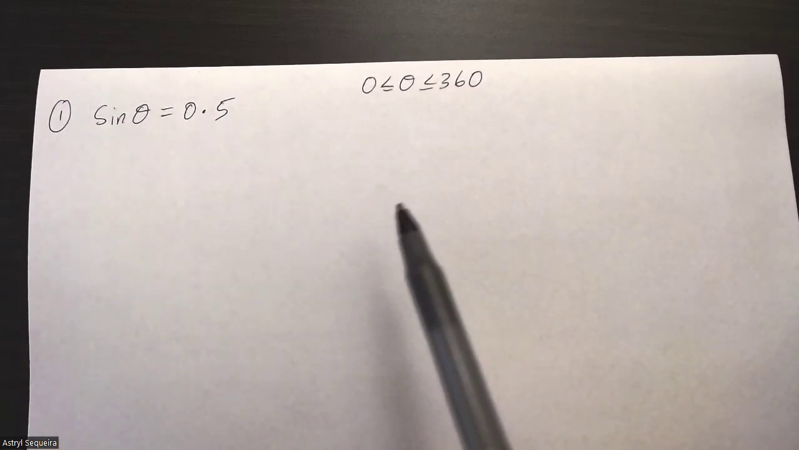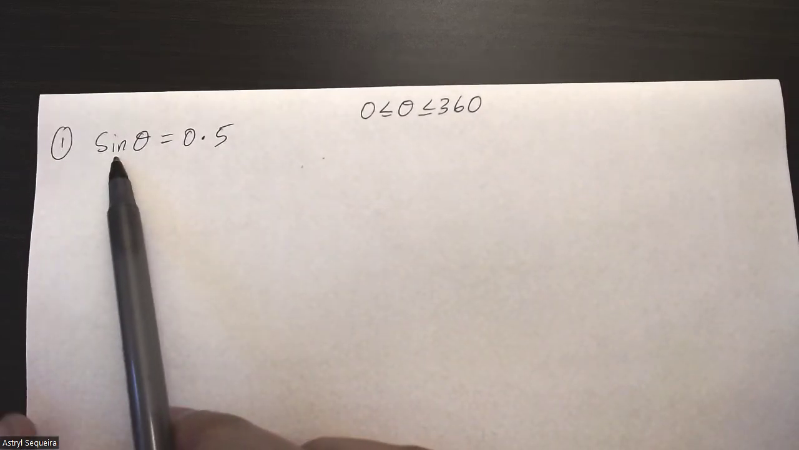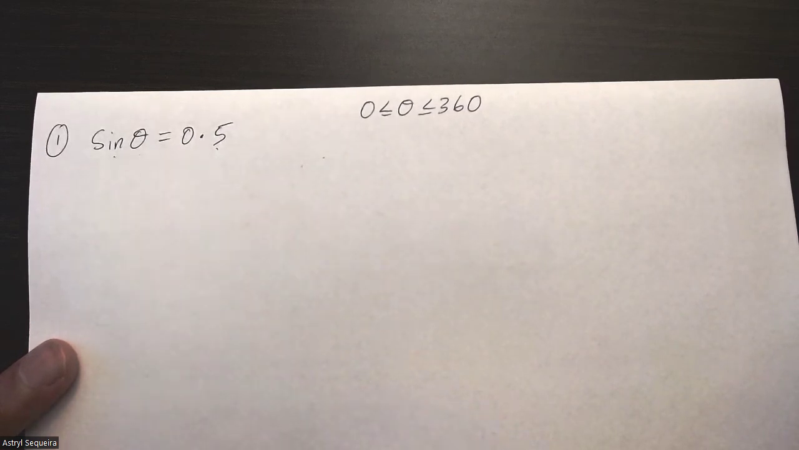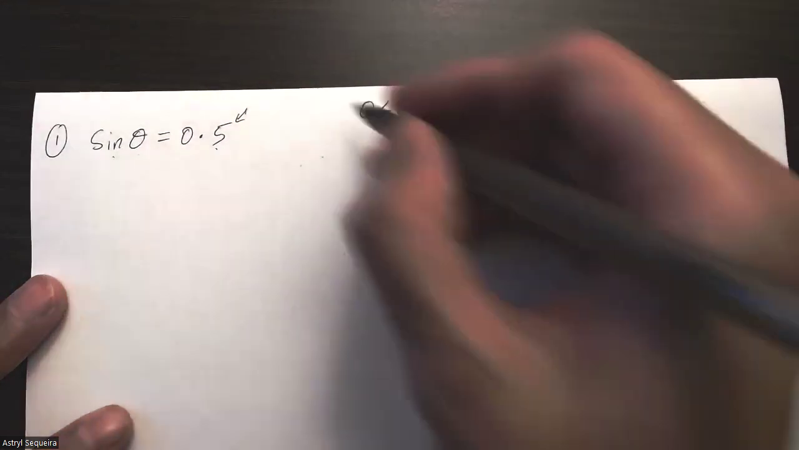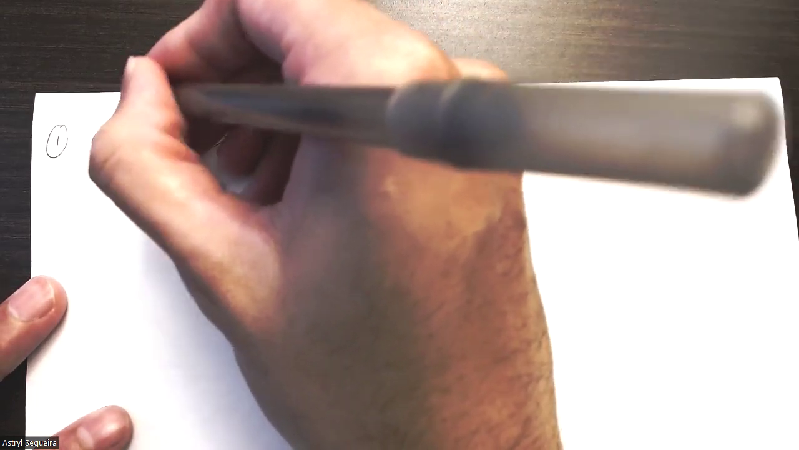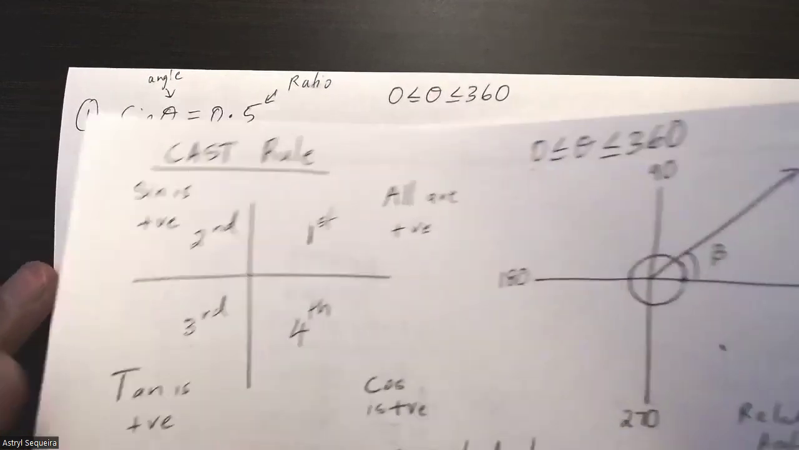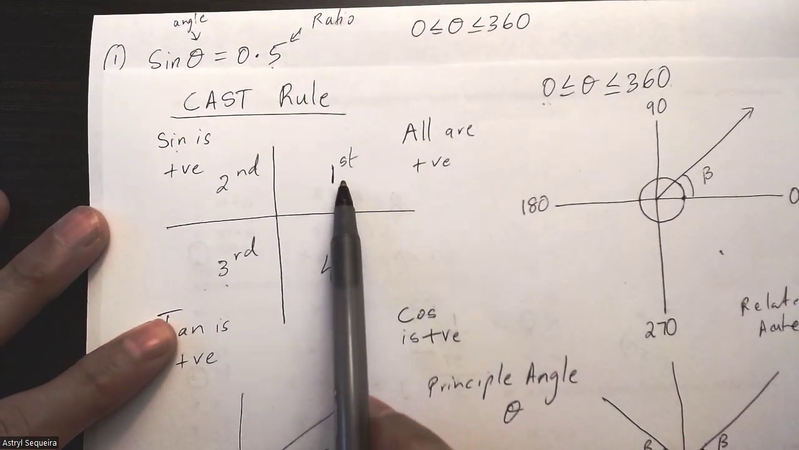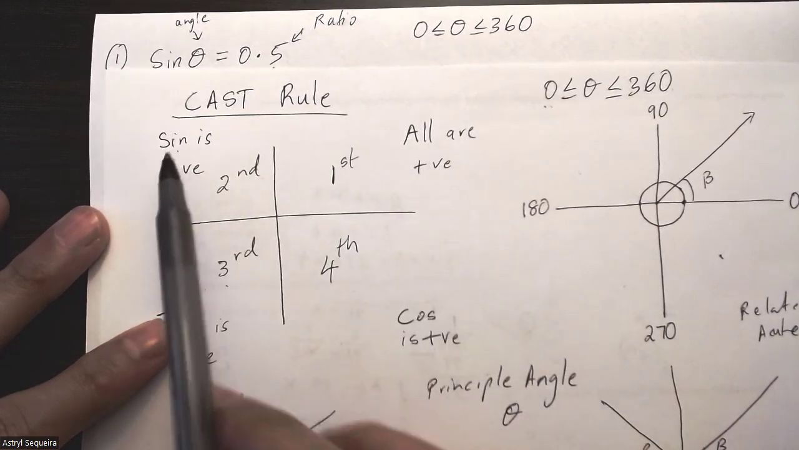So here's the question right there. Sine theta equals 0.5. Basically, you're given a ratio and you're trying to find an angle. That's when you use the CAST rule. The number on the right side is always called the ratio. And theta is the angle. So starting from my CAST rule, I know that sine is positive in the first and the second quadrant because all are positive here and sine is positive here.